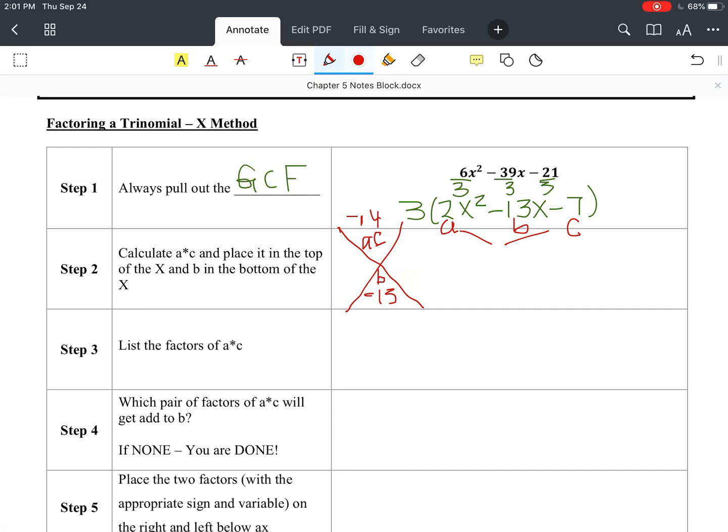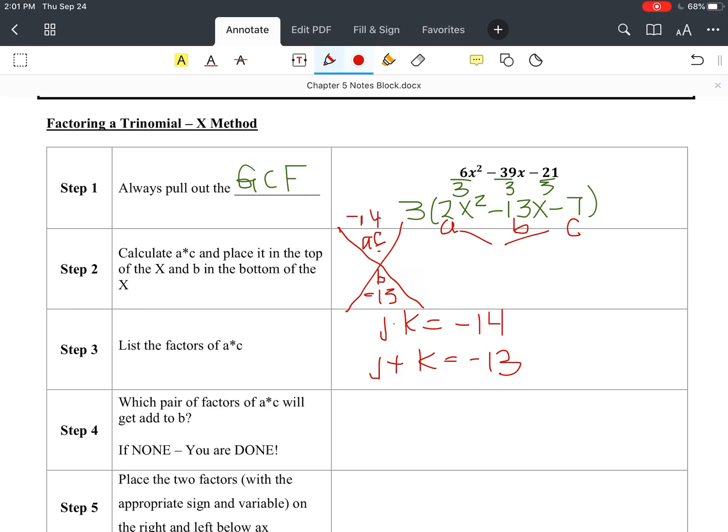All right, so now we are thinking of two numbers that multiply to negative 14 and add to negative 13. So again, we want two numbers. I'll call them J and K. So I want J times K to equal negative 14, and I want J plus K to equal negative 13. So two numbers that multiply to AC and add to B.